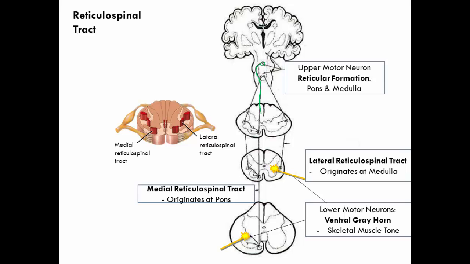And in the medial reticulospinal tract, it's going to enter into the ventral column of white matter and continue to descend until it reaches a level of the spinal cord that has a lower motor neuron with which it's going to synapse. And once it reaches the appropriate level of the spinal cord, it will synapse with a lower motor neuron whose cell body sits in the ventral gray horn, and that lower motor neuron can then be signaled by the upper motor neuron.